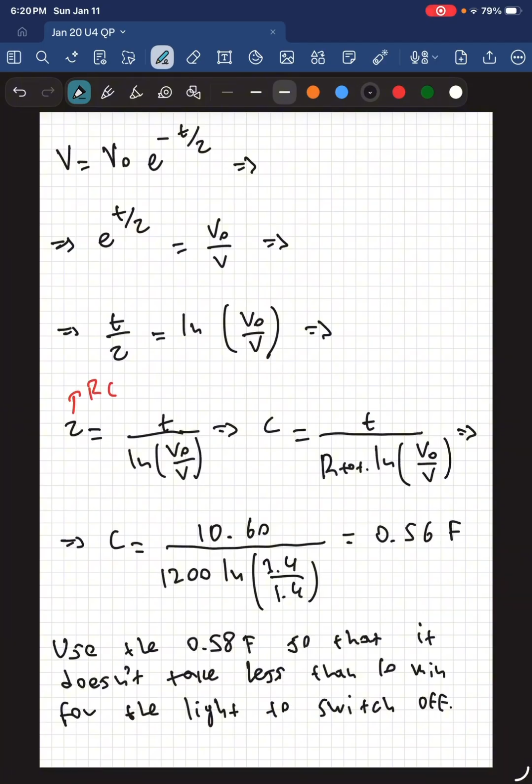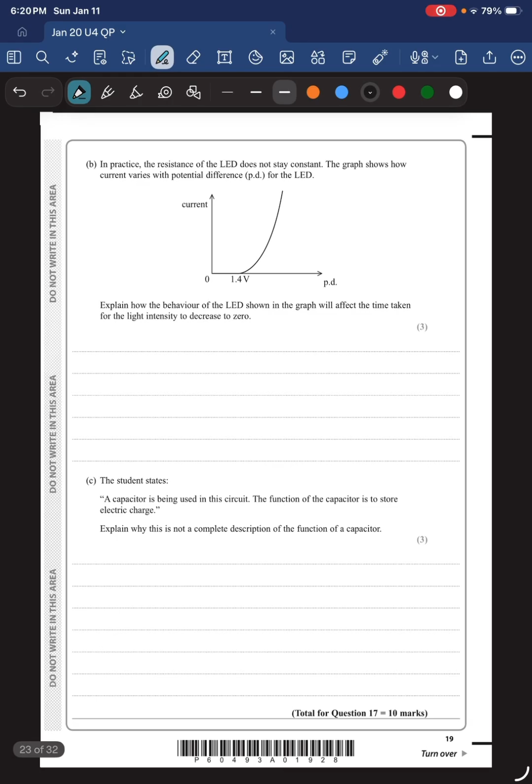Let's move on to part B now. In practice, the resistance of the LED does not stay constant. The graph shows how current varies with potential difference for the LED. Remember Ohm's law, which does not really apply for LEDs, but let's write it down anyway. So R is V over I. So if we plot I versus V, I is V over R. So the gradient of this curve is 1 over R.